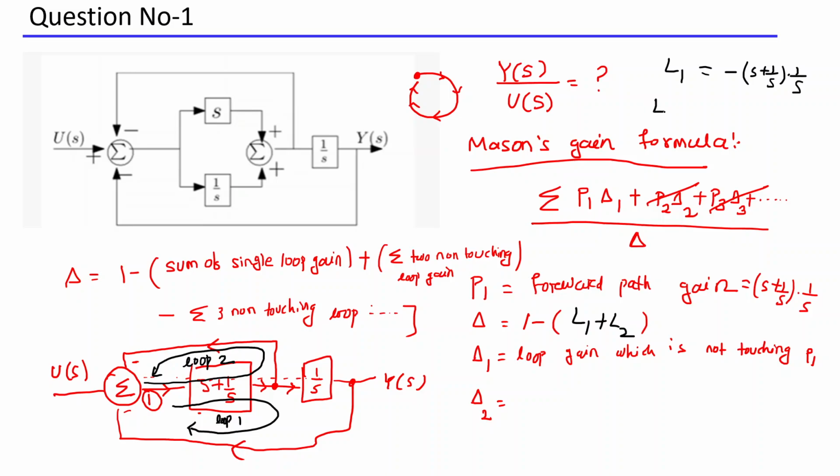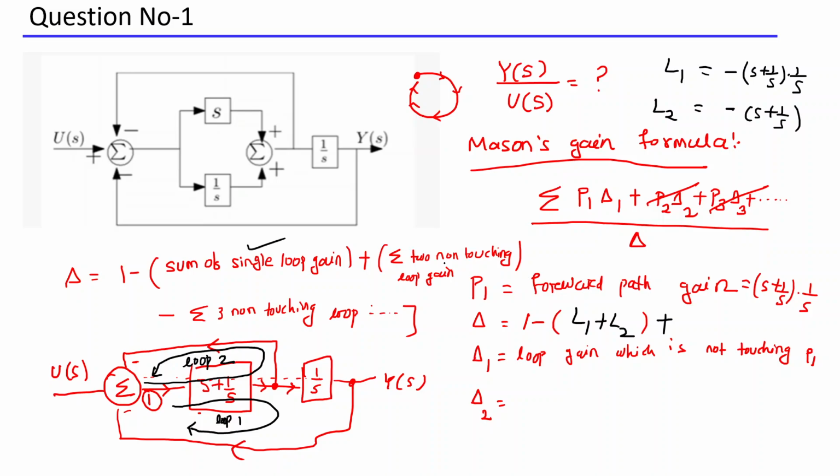Similarly, L2 is how much? L2 is negative because the negative feedback is there. So it will be S plus 1 by S. So you can put these values here. Similarly, if you go to the third point, this part is over.